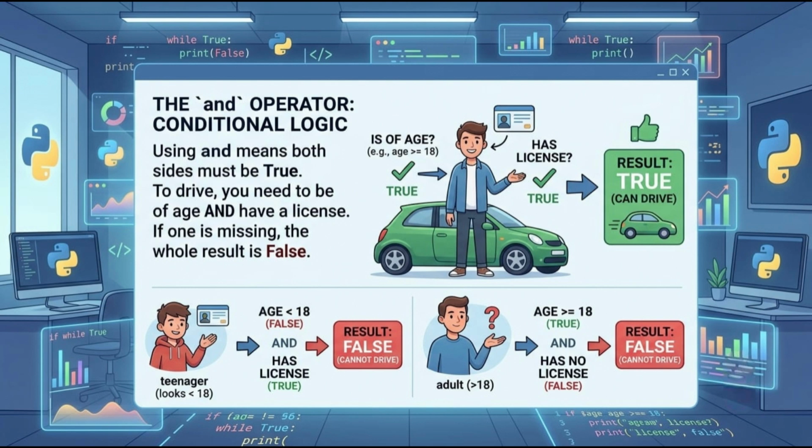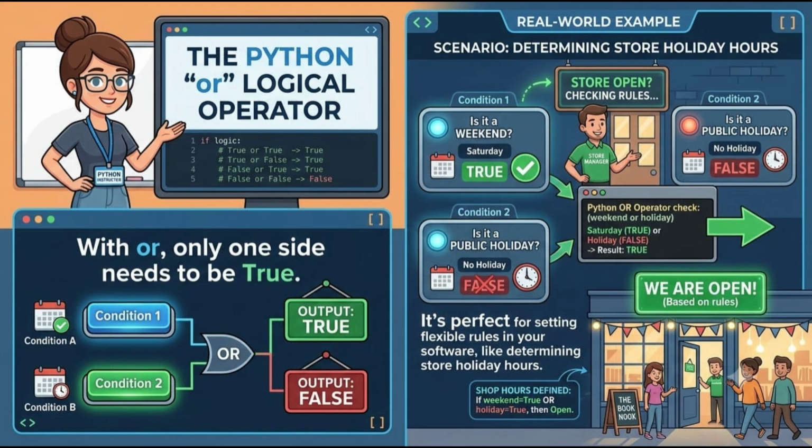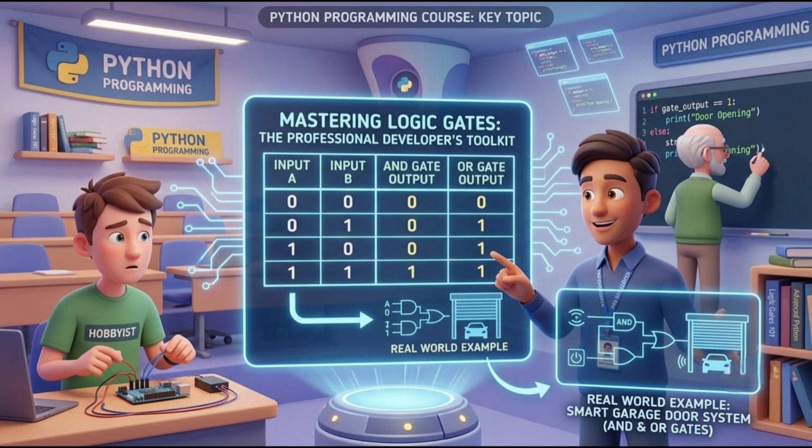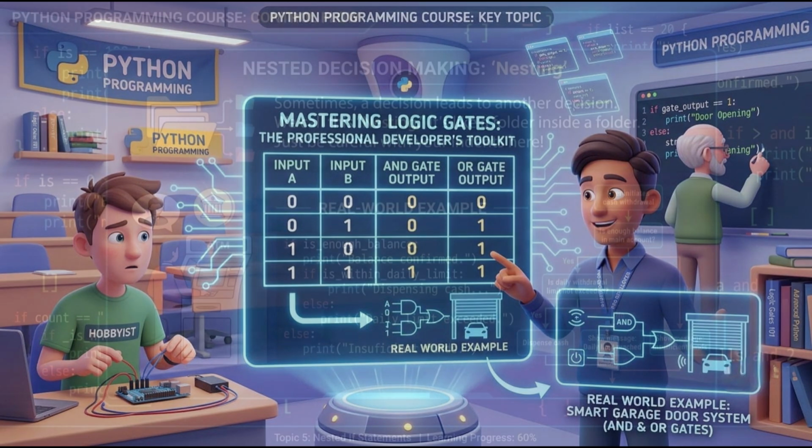Using and means both sides must be true. To drive, you need to be of age and have a license. If one is missing, the whole result is false. With or, only one side needs to be true. It's perfect for setting flexible rules in your software, like determining store holiday hours. Take a screenshot of this truth table. Mastering these logic gates is what separates a hobbyist from a professional developer.